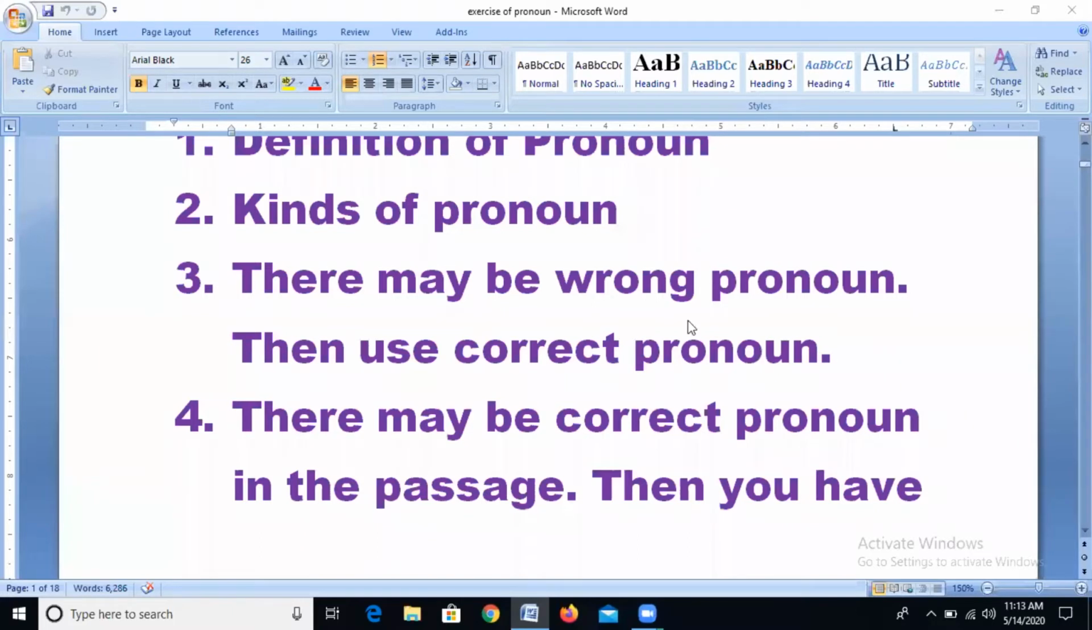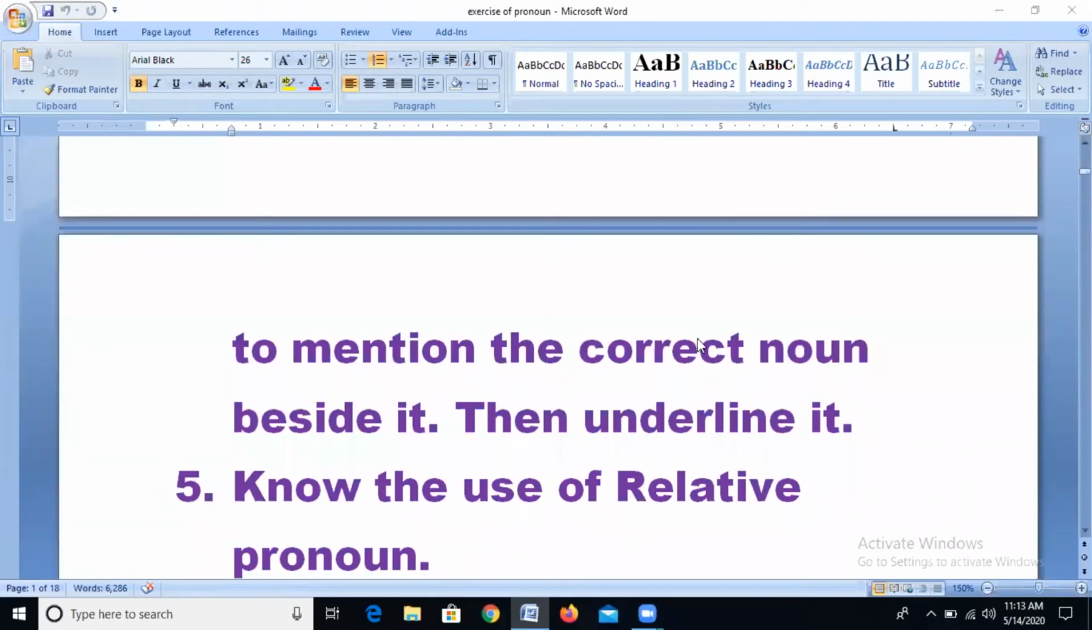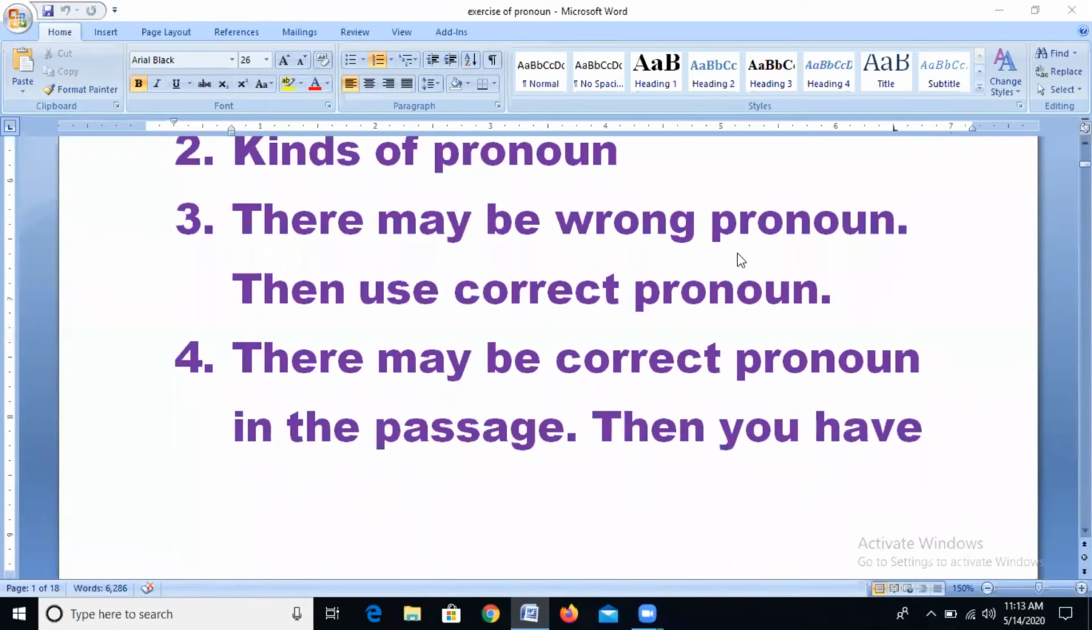So you will get 2 kinds of problems. Number 1, you may find a wrong pronoun. If you find a wrong pronoun, you have to write there a correct pronoun. And then you may underline it. This is number 1. Number 2, you may find a correct pronoun. Then what's your duty? Your duty is to write the noun whom that very particular pronoun refers. You will write the noun beside that very pronoun within brackets and then underline it. All right. So I think you will find these 2 kinds of problems.